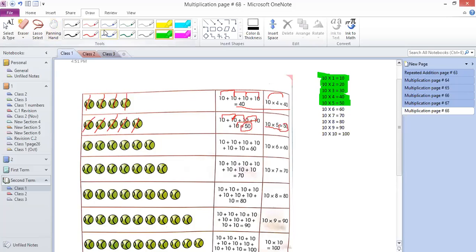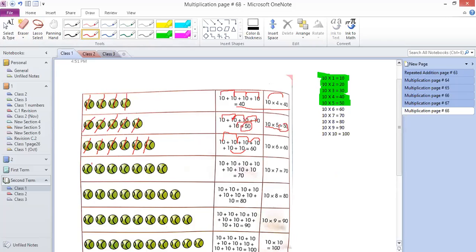Now read it further. How many 10s are there? This is 1, 2, 3, 4, 5, 6. So there are 6 groups of 10. So 6 tens are there. If you want to know the total objects, you can multiply 10 by 6. Or you can add 10 6 times. 1, 2, 3, 4, then 5 and 6. In both ways, you will find the total number of objects will be 60.